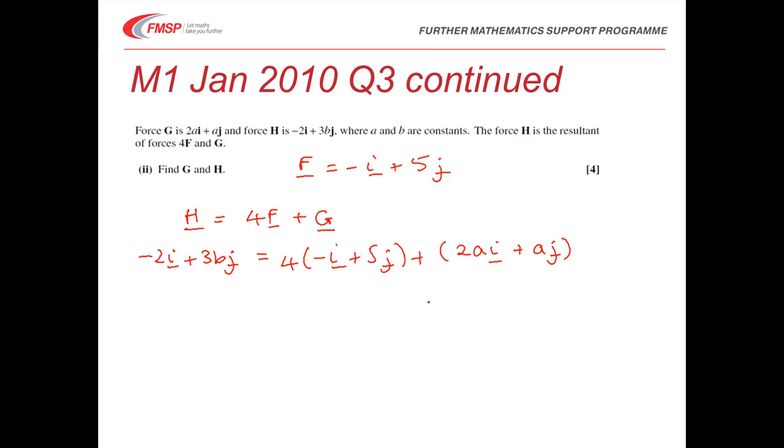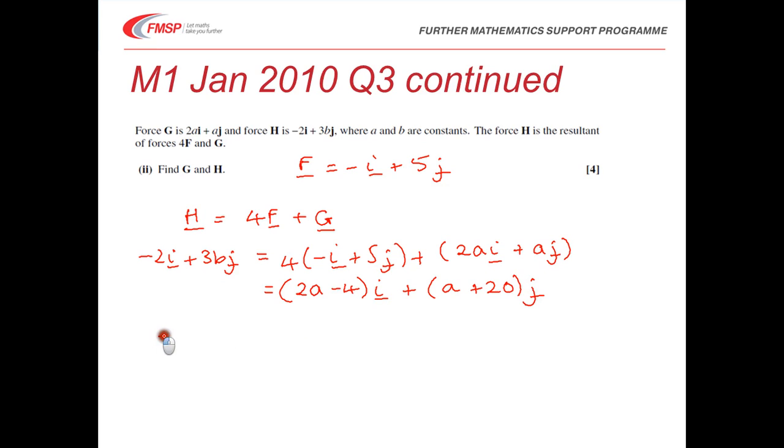Now that looks quite complicated as it sits, so what we tend to do is collect together the i and the j components. On this right hand side I've got minus 4i here, and I've got 2a times i there, so I can write that all together as 2a minus 4 times i. Similarly with the j's, I've got an a from the second bracket, and I've got plus 20 from the first bracket. So if these two vectors are equal, we know that the i's must be equal and the j's must be equal, so we can form two equations.